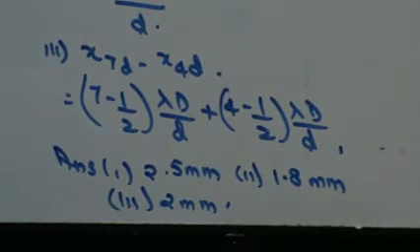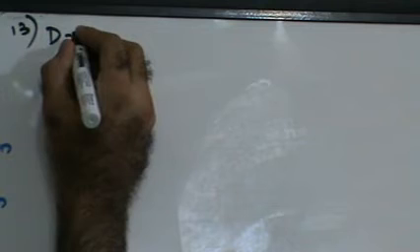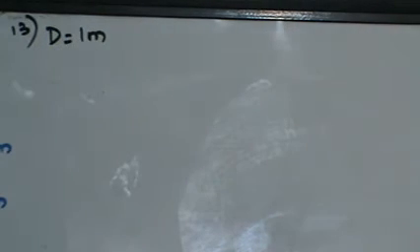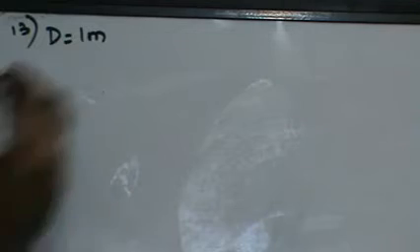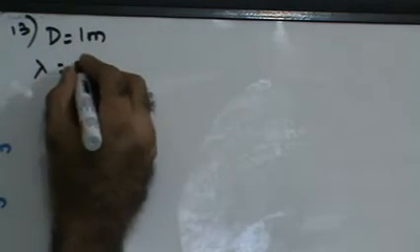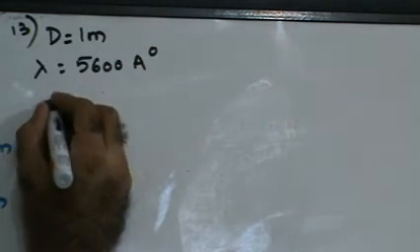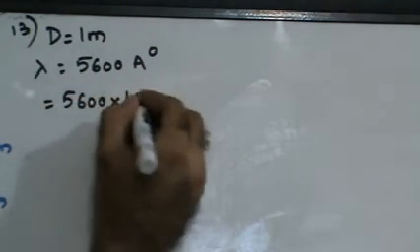In a biprism experiment, the distance between the slit and the eyepiece is 1 meter. The wavelength of light used is 5600 Angstrom units.